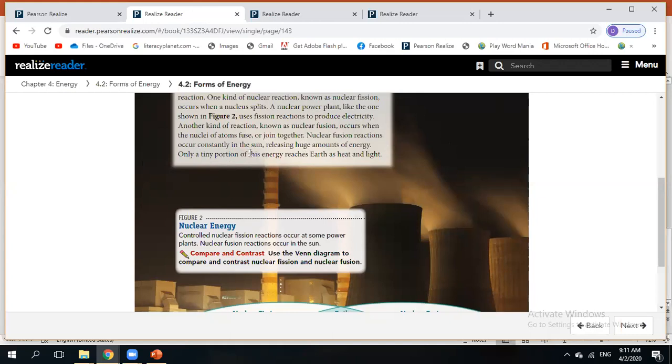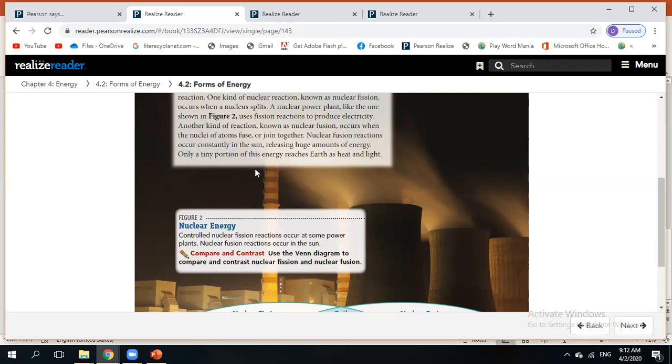When it occurs inside the sun, it releases huge amounts of energy. So what is the reaction that occurs inside the sun? Nuclear fusion reactions. From its name, the nuclei of atoms join together or fuse together to give also a huge amount of energy.